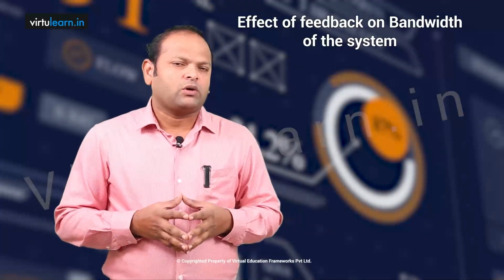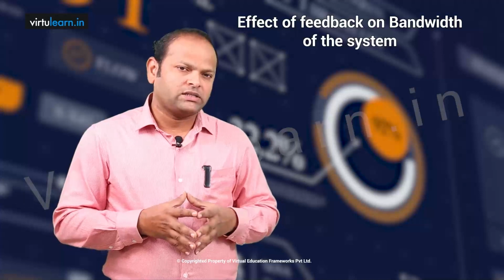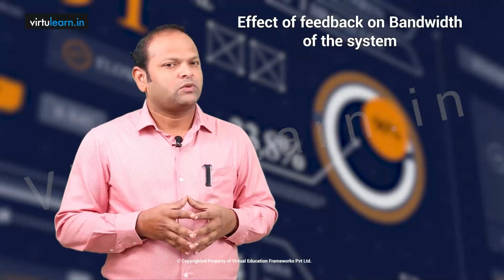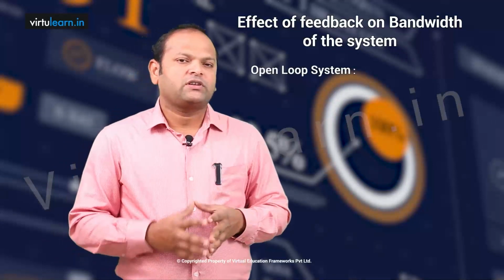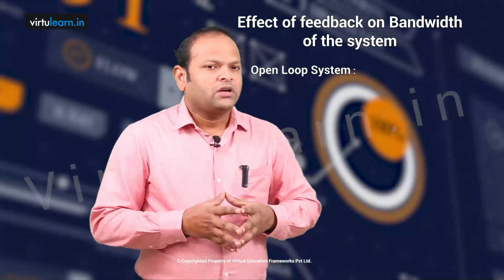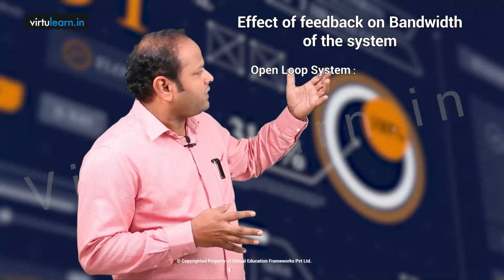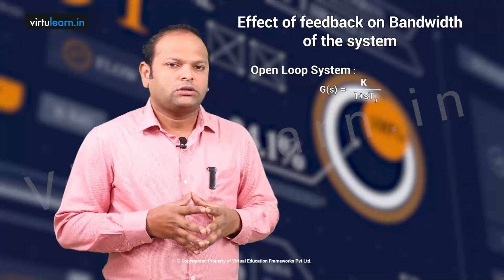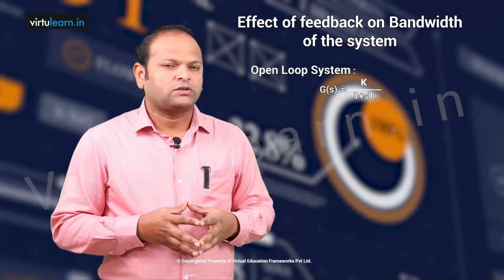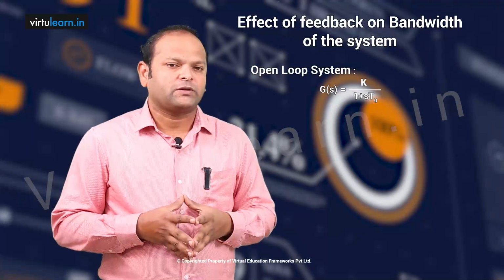Let us look at what is the bandwidth for my non-feedback system and also the feedback system, and how we can compare those two. Let us take the open loop transfer function, which is a non-feedback system. The transfer function which we have taken, G of s, is K by 1 plus s T naught. This is my open loop transfer function or non-feedback transfer function.